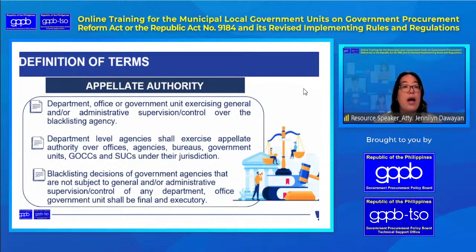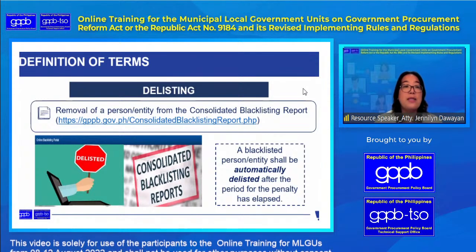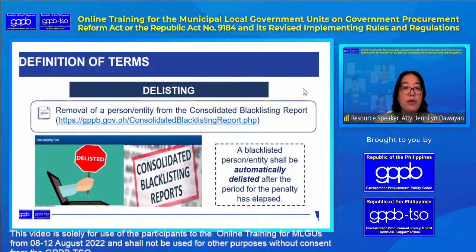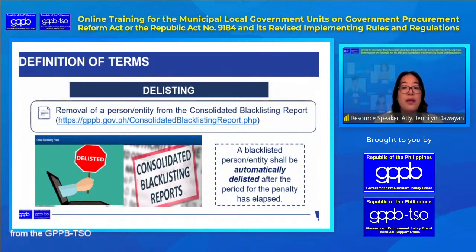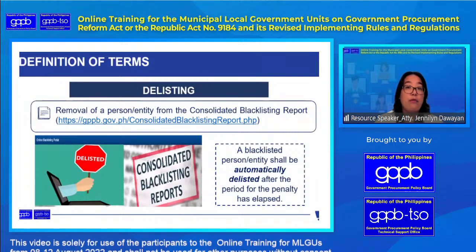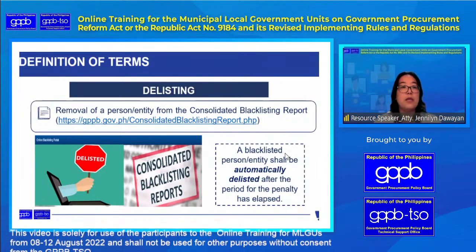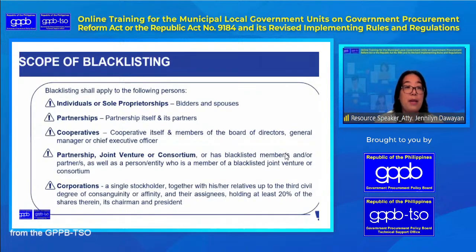What about delisting? This is when the blacklisting period for that given period has ended. Then the entity is removed from the CBR, and the blacklisted entity shall be automatically delisted after the lapsing of that penalty. What is the coverage, or the scope of this blacklisting? Where shall it be applied?